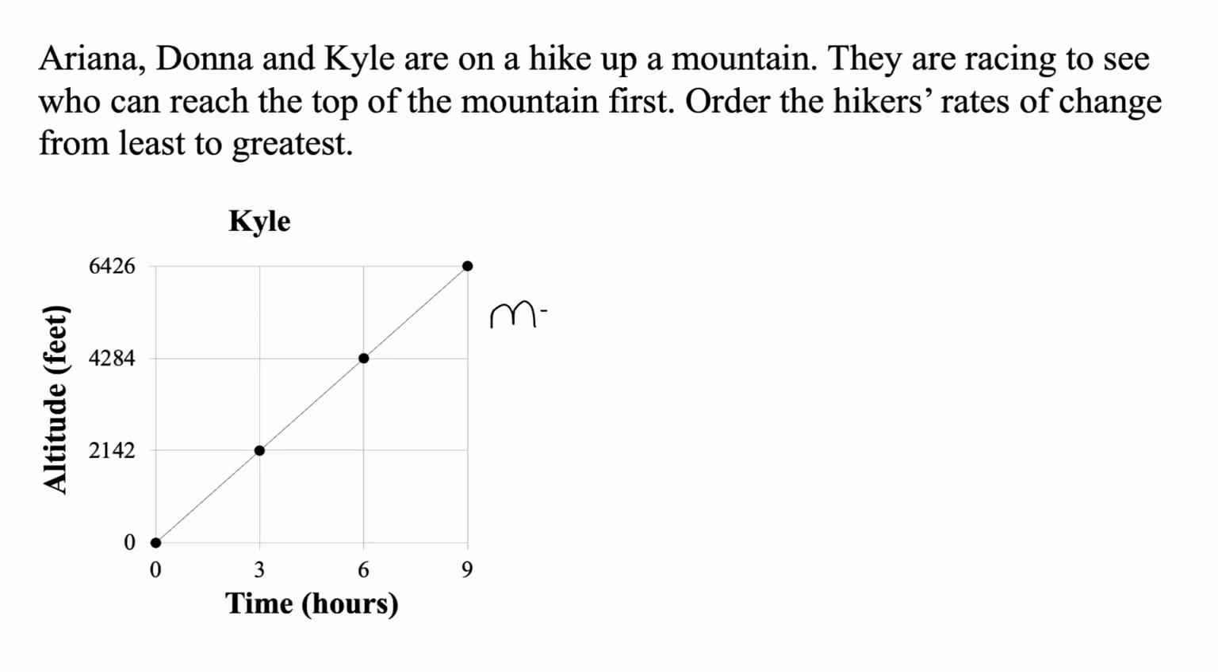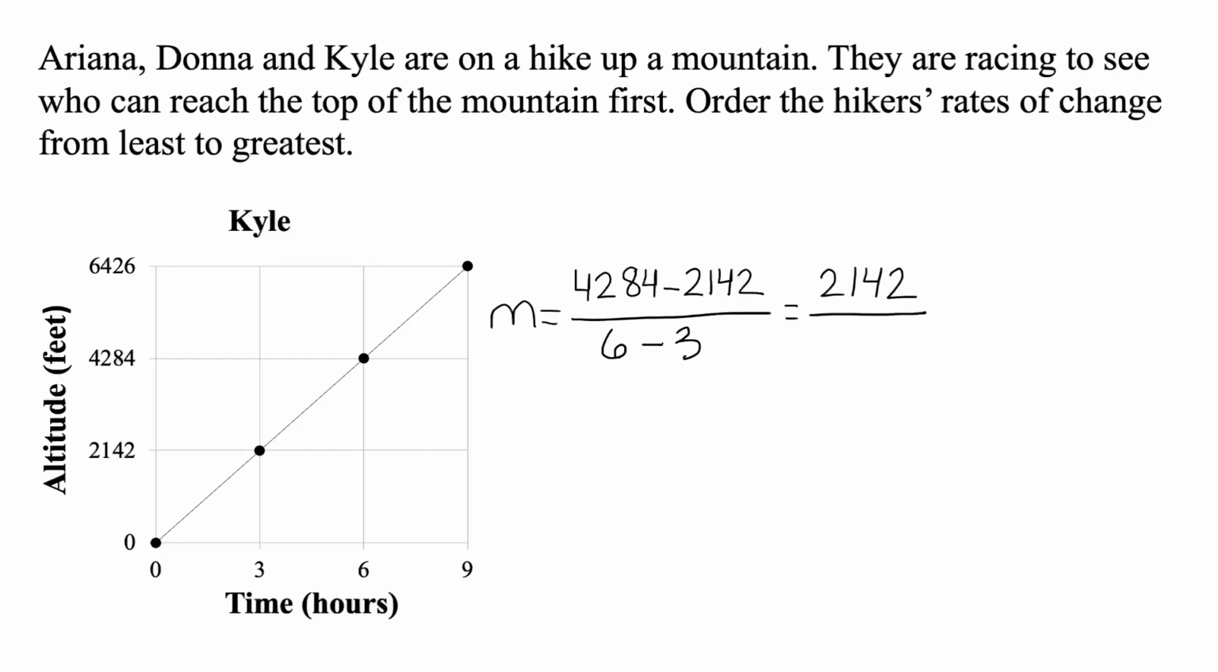Kyle's slope is 4,284 subtract 2,142 divided by 6 subtract 3. 4,284 subtract 2,142 equals 2,142. 6 subtract 3 equals 3. 2,142 divided by 3 equals 714.